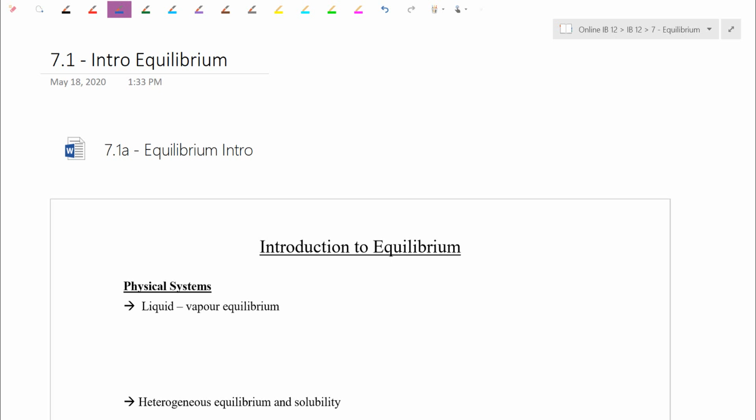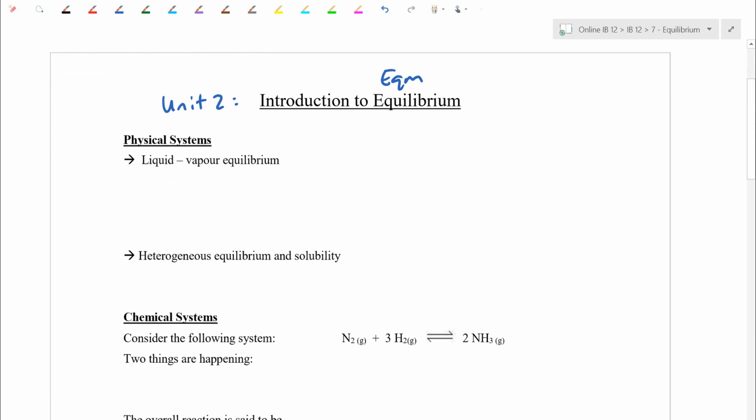So we'll just start off here. This one here will be Unit 2. Today will just be a quick introduction to what we mean by equilibrium. Sometimes to shorthand the word equilibrium, we'll just put EQM, right? So equilibrium. For starters, before we get into the main chemical equilibria that we're going to be focusing on, it's possible to have physical equilibria.